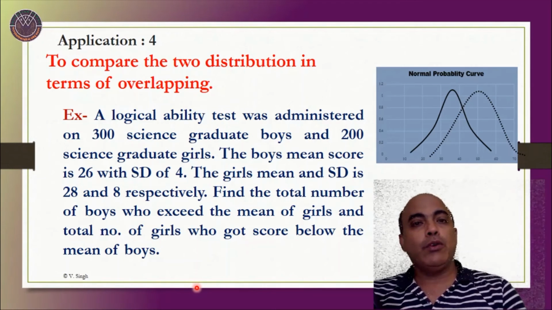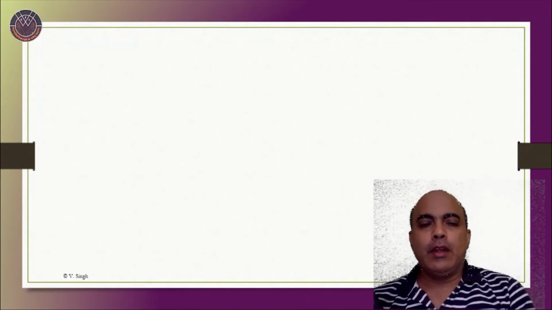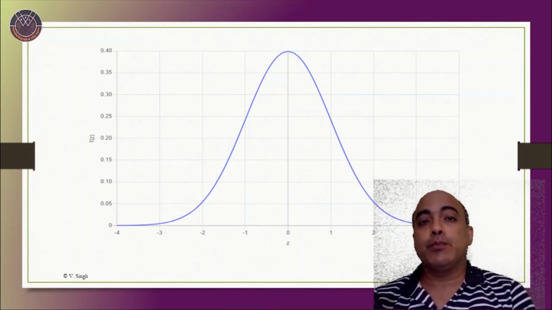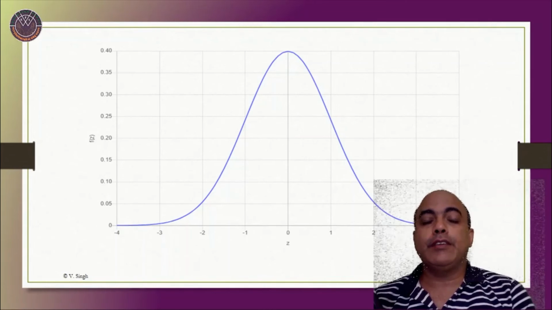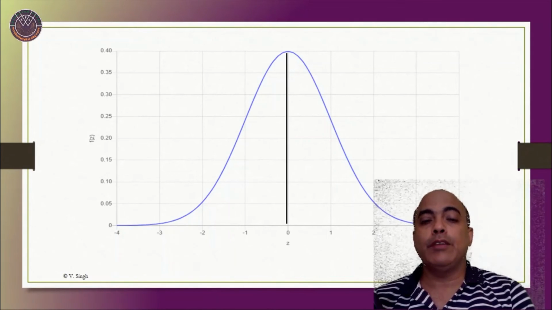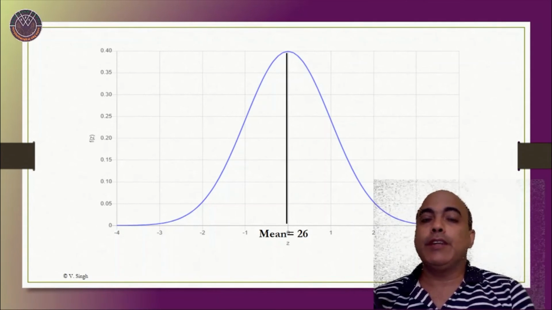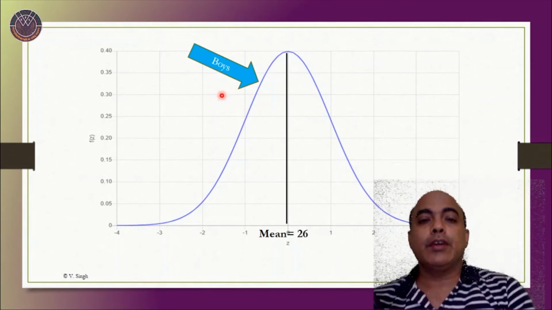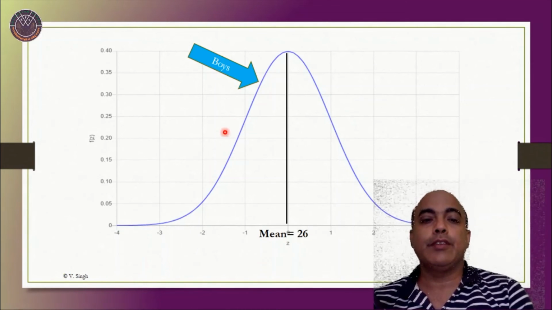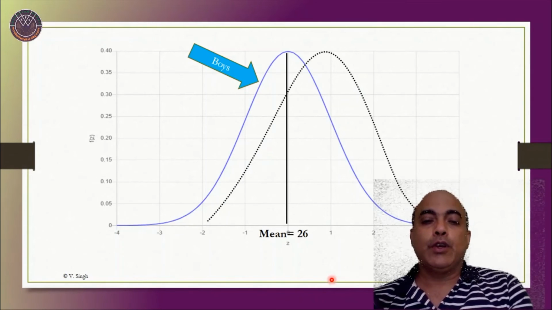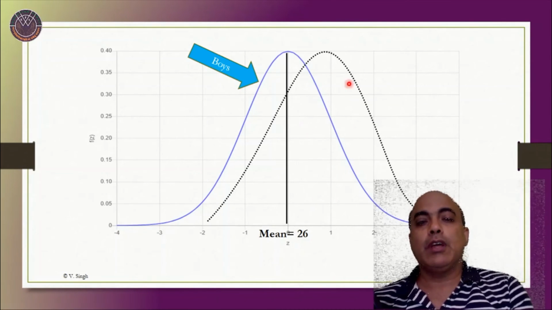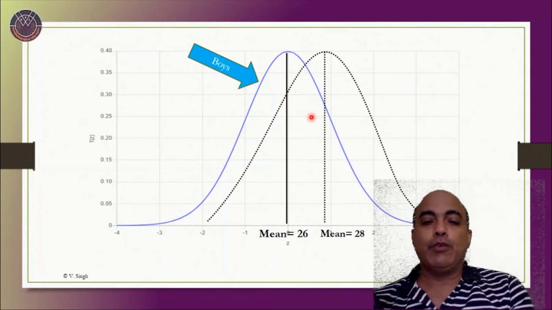So how you are going to solve this one, let us see. Let us first try to understand this problem in a graph. Suppose this is the normal probability curve of the boys. So mean is 26. So this is the curve for boys, the mean is 26. Now we have got the mean of girls as 28. So suppose this is the graph of girls with mean 28.